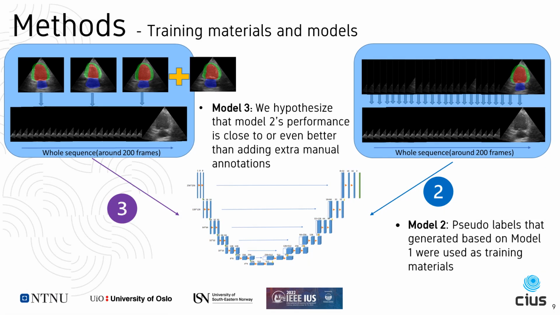For Model 3, we hypothesize that Model 2's performance can be close to or even better than adding extra manual annotations. If so, we can see that pseudo-labels can reduce manual work and produce the same or even better results. Therefore, we train Model 3 to see how it performs when adding extra manual annotations.